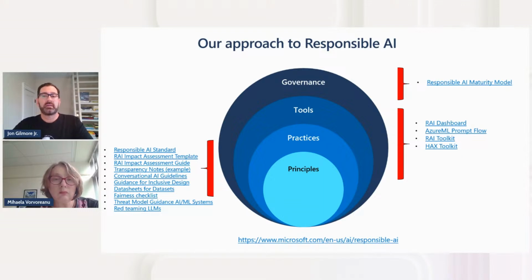Now, lastly, encompassing all of this is governance. The governance model we have in place kicks in at the very beginning of the business case for an AI product and carries throughout the life cycle of that AI product. Our Office of Responsible AI and our Aether team have taken years of research, policy, engineering, and practical experience and packed it into documentation such as the Responsible AI Maturity Model, something Mickey will dive deeper into shortly.